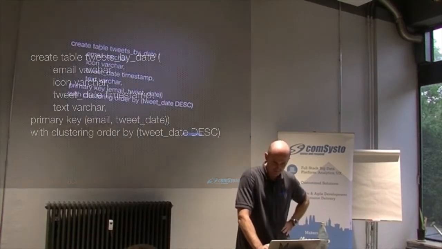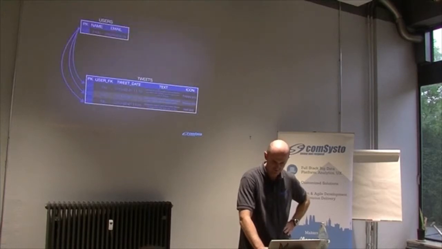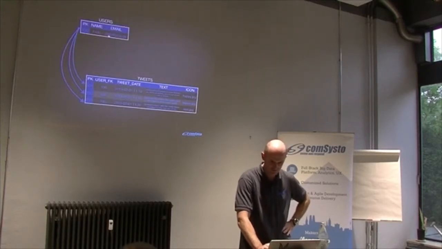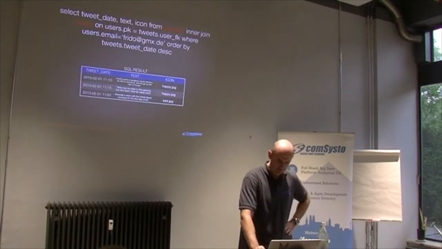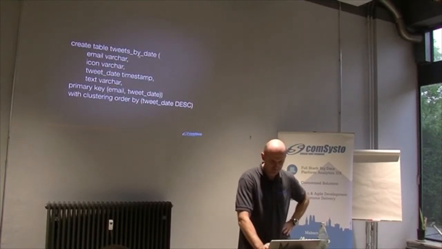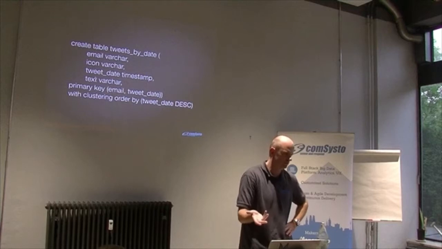Okay, then we will create a table tweets by date, because we already know our query, which was select the latest tweets for any user. So this is the table tweets by date. It has email, icon, tweet date, and text, which is basically everything that we need for a tweet.